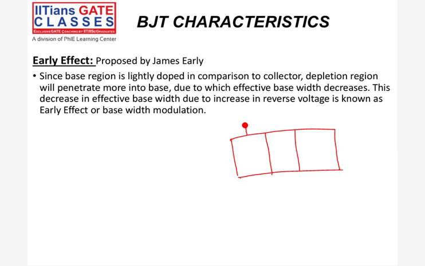This is P region, this is N region, and this is P region. P and P transistor I will take, and here I'll write this is my emitter, and this is my base, this is my collector. So I'll write this. So here I have emitter junction, I have collector junction, okay, and I have base, okay. So what is happening here?